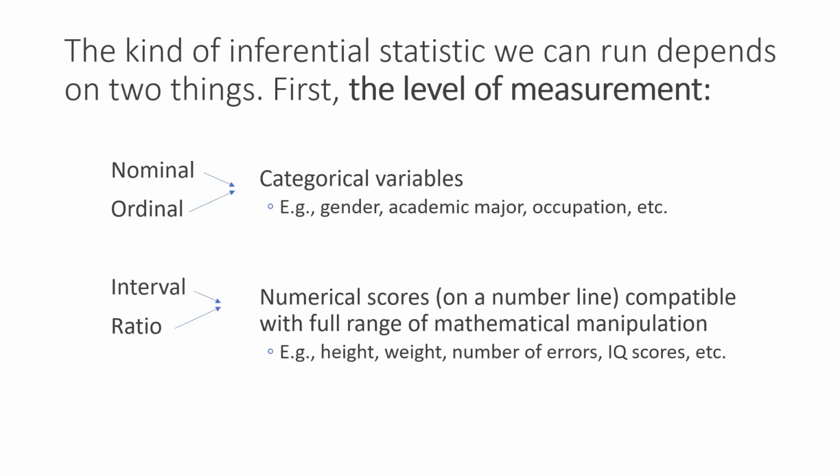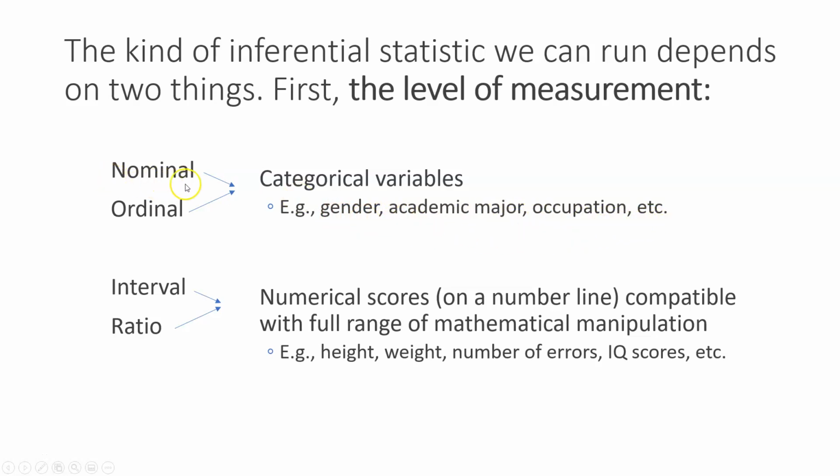So the kind of inferential statistic that we run depends on two things. The first one is the level of measurement. Now remember back to Module 1, we learned about nominal and ordinal variables. These are categorical variables. For example, gender, academic major, occupation, etc.